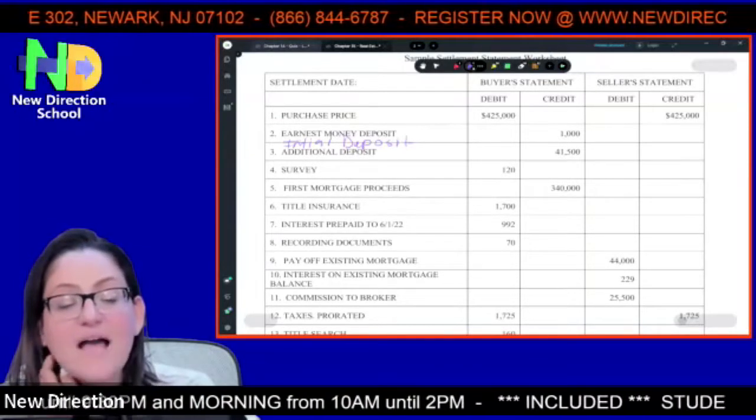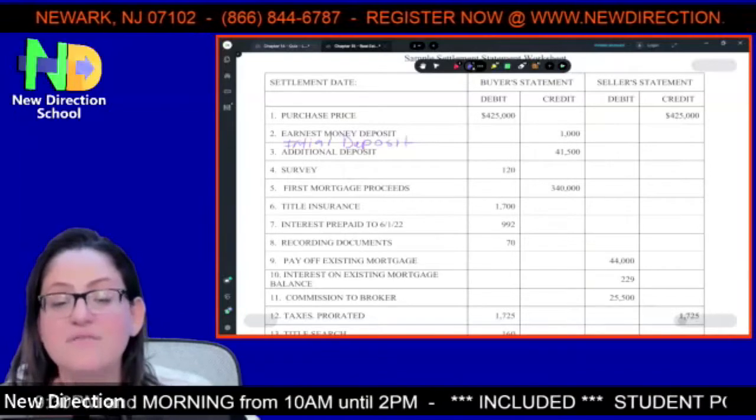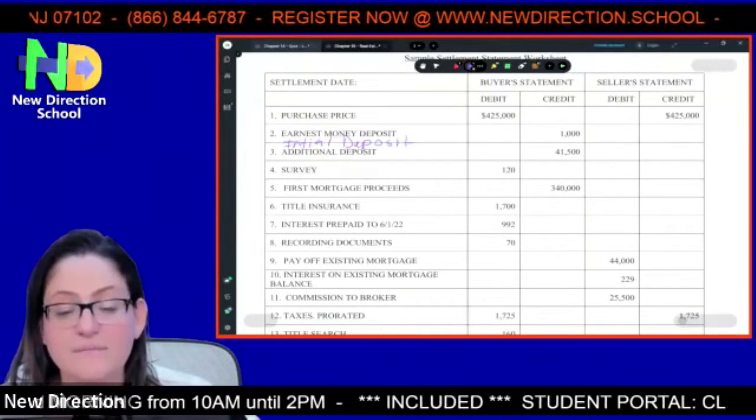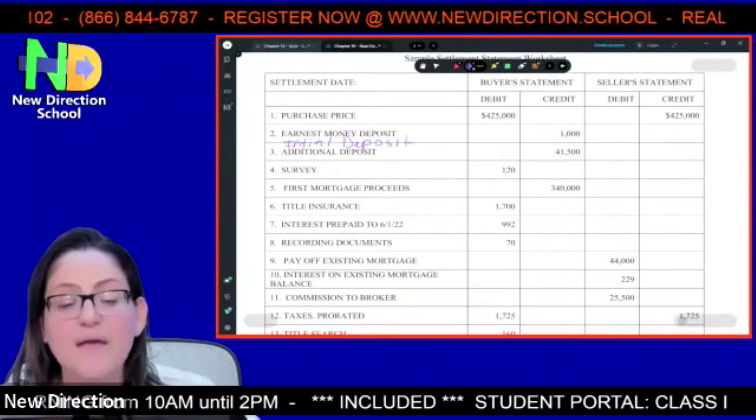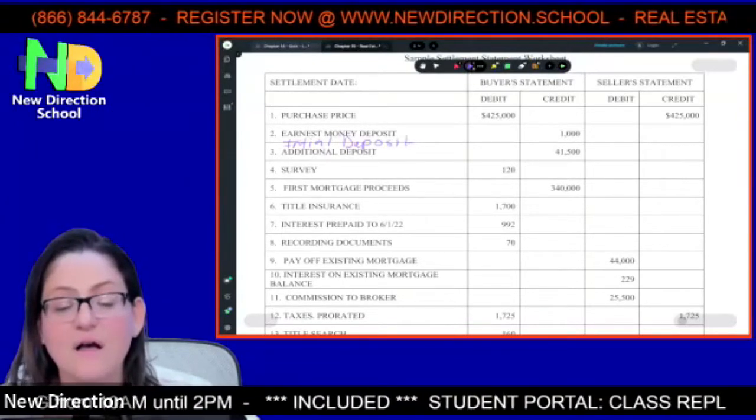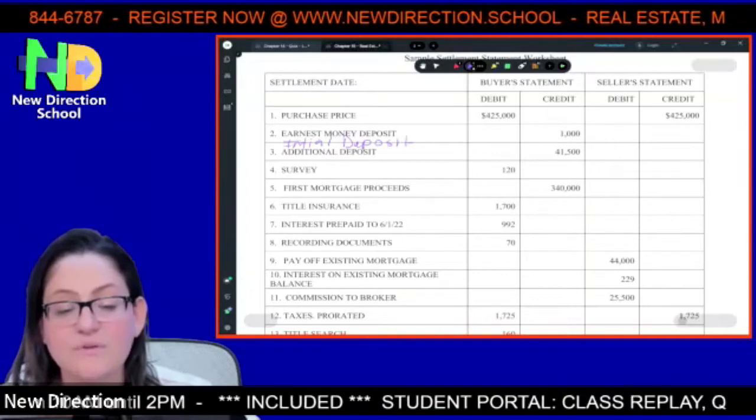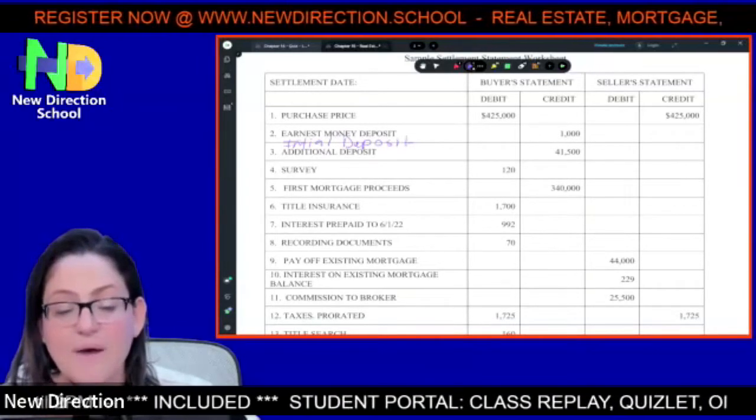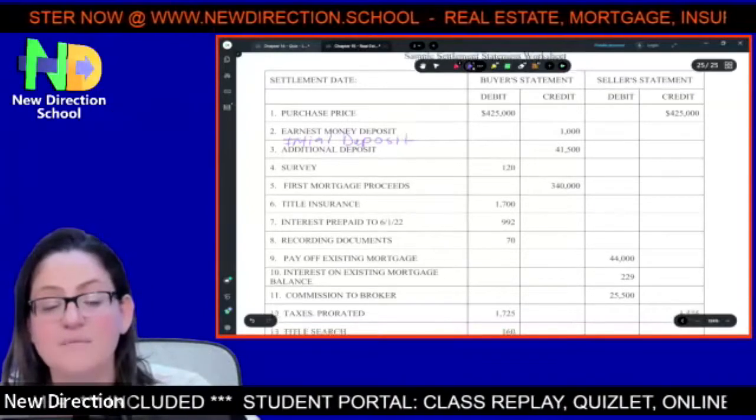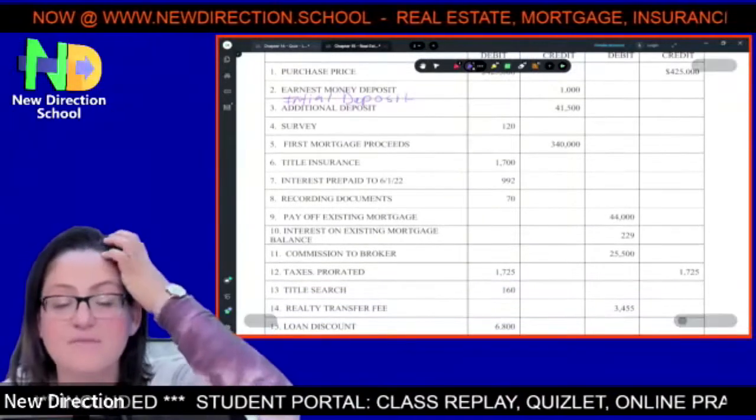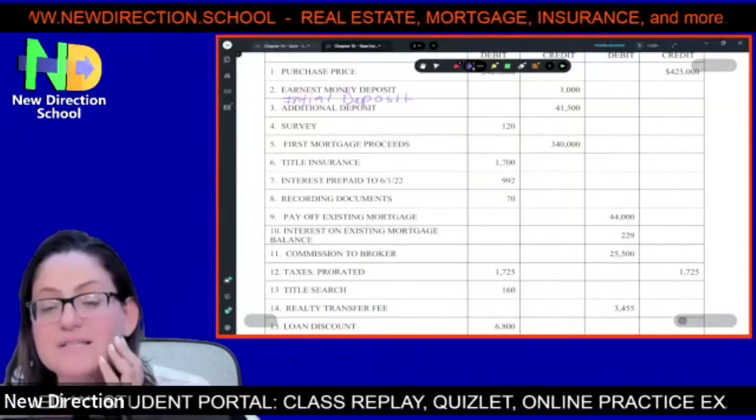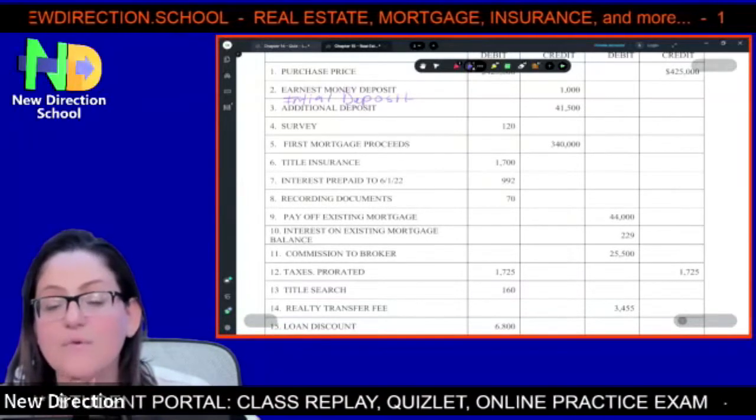Then we have title insurance, $1,700. That is a debit to the buyer. Now, interest prepaid to 6/1/22 is $992. It's a debit to the buyer. Recording documents, a debit to the buyer, $70. Paying off existing mortgage. For the seller, it's a debit of $44,000.